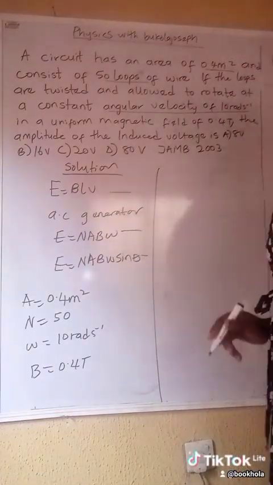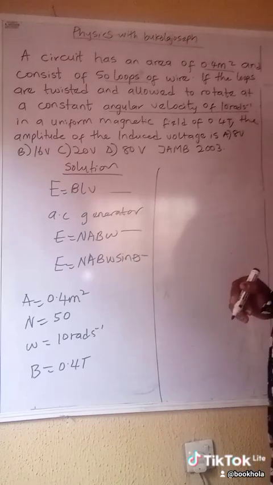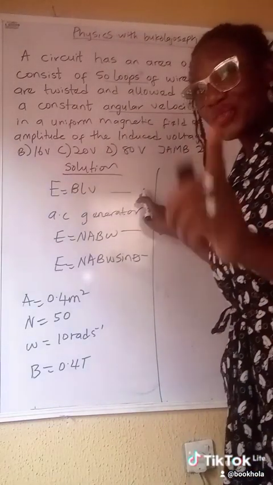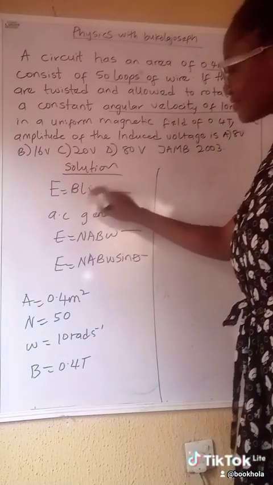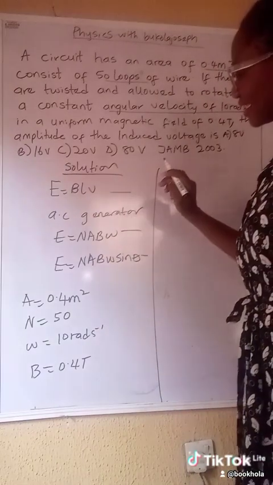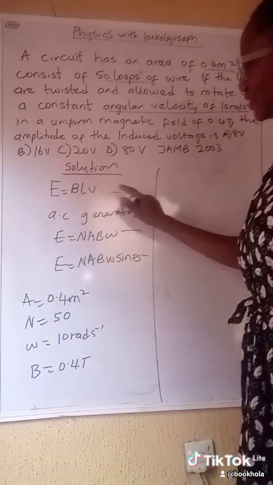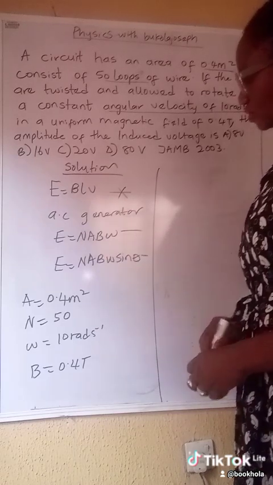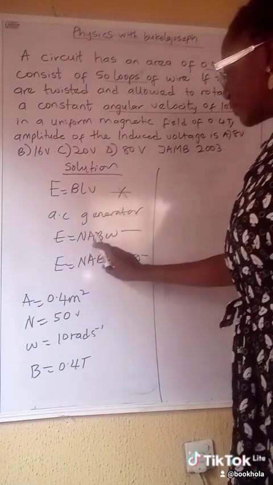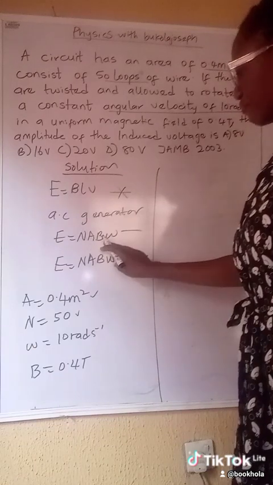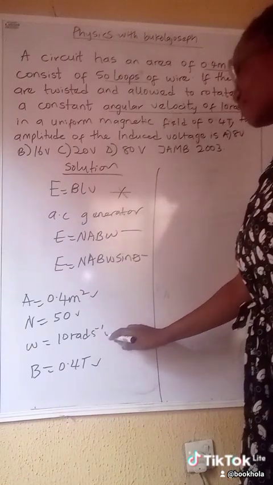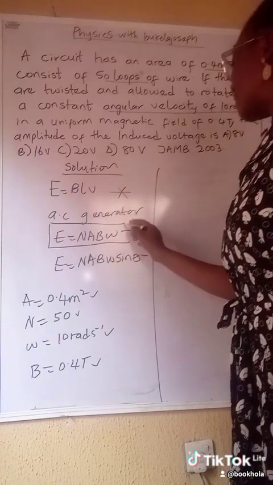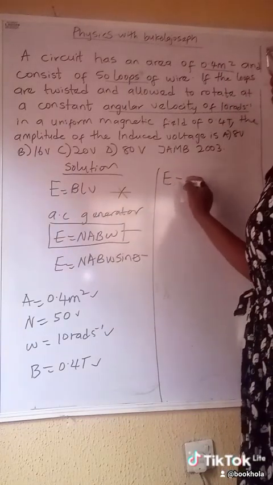Which is the formula that's appropriate? Is it the one I called the short form of believe? No, we don't have length or velocity, so we can't use that. Let's check the second one. Do we have N, the number of turns? Yes. Do we have A? Yes. Do we have B? Yes. And we have W. So this is the one we are going to be applying.